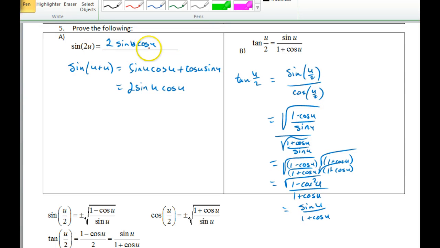Okay, prove the following. If I ask you to prove this type of theorem, then I want you to write it out. Sine of u plus u. And then this should be straightforward as long as you know the sum angle formula. Tangent u over 2. Well, I would maybe give you these formulas. They're down here. So you can just write both of those.